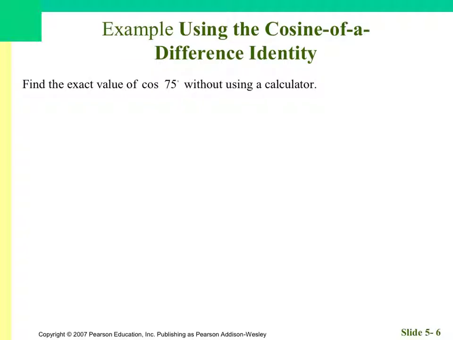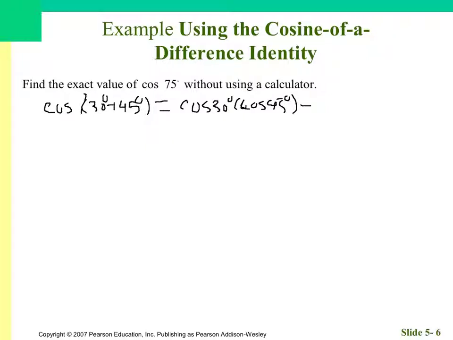Find the exact value of cosine of 75 without using a calculator. Okay, so I could break that into cosine of 30 plus 45. And that would equal cosine of 30 degrees times the cosine of 45 degrees minus the sine of 30 degrees times the sine of 45 degrees.